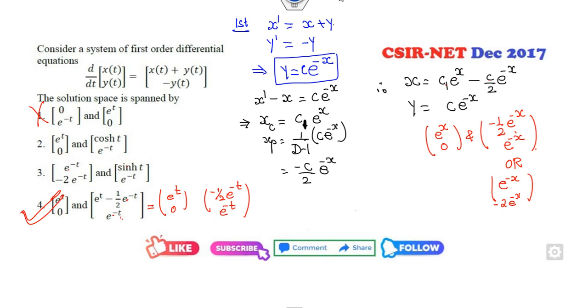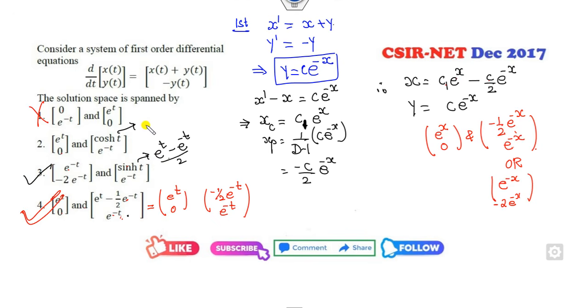Sine hyperbolic I can write as e raised to power t minus e raised to power minus t, divided by 2, which is similar to this. Fine, because e raised to power t will be half comma 0. Half comma 0 is nothing but here, so which is also the correct option.